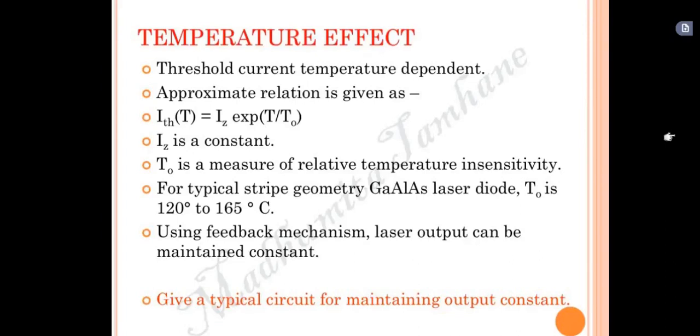And what is the typical strip geometry for a gallium aluminium arsenide laser diode? T naught is 120 to 165 degrees Celsius. Between that range, the geometry of that particular laser is obtained. Next, using the feedback mechanism, laser output can be maintained constant as well. That means whatever values we have, it also uses the constant characteristics by using this relation, and it gives a typical circuitry for maintaining the output constant. That is also possible for temperature effects for our laser.